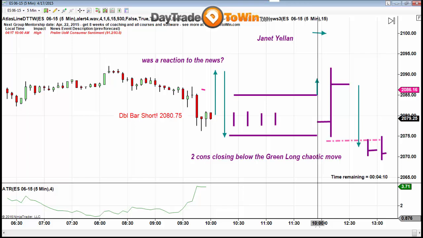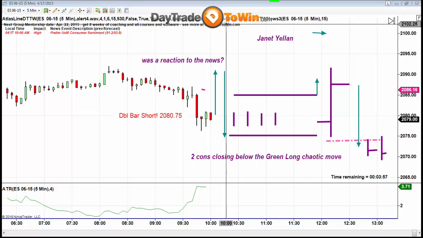Wait a little bit until the news has either occurred, with no reaction or some reaction, and then you can say, okay, let me go short now. Pullback, strength trades, maybe still in this double bar short. There's no problem with that. All right?